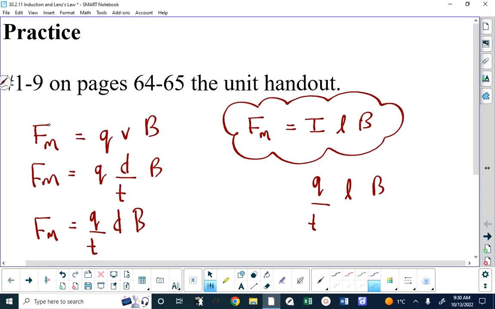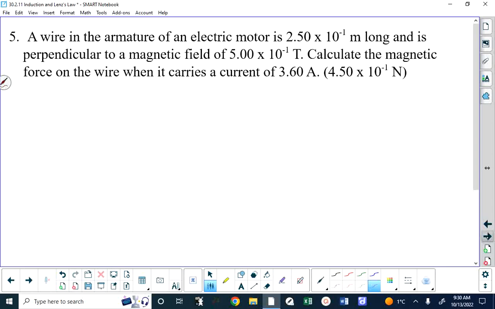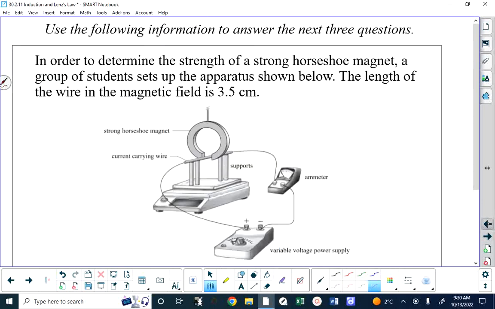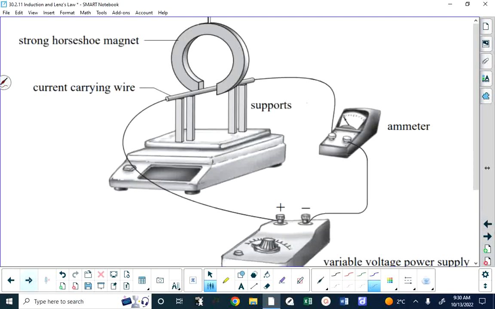Okay. So this has to do with the diagram or the graph and the setup. So all of the questions from 6 to 9 deal with this setup, which is actually on the next page. So let's talk about what's happening here. In order to determine the strength of that horseshoe magnet, students set up the following experiment. What they have is some wooden supports just to hold the wire. And this is the current carrying wire. That thick piece of metal is what is in the magnetic field. And it's what is going to experience a magnetic force.